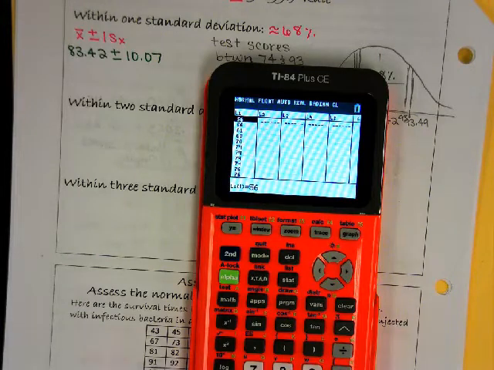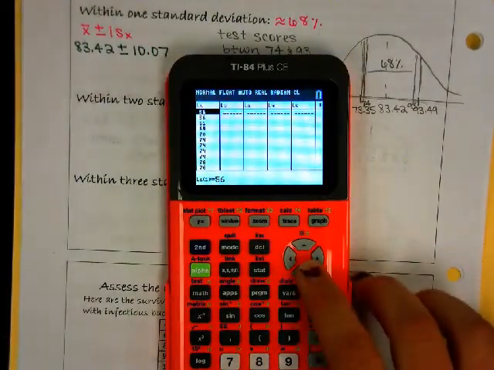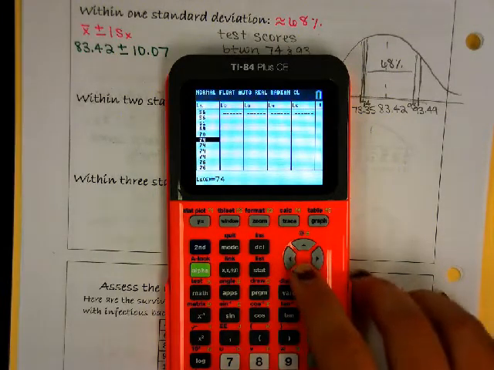I want you guys to count how many test scores are between 74 and 93 so that hopefully we count the same number. I'm sorry, say that again. Show it again. Is that your same question?